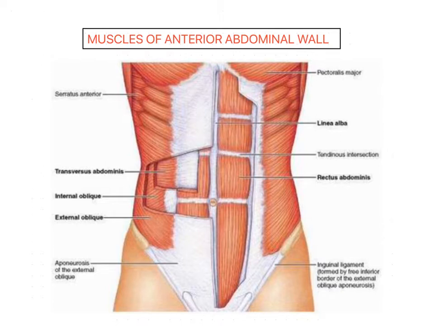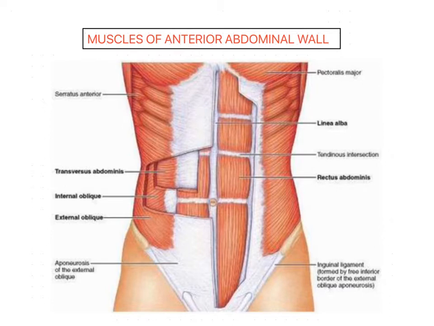Okay, and the next layer is the muscles of the anterior abdominal wall. In between the superficial fascia and the muscles in the anterior abdominal wall, there is no deep fascia present. Okay, and then the muscles become the third layer of the anterior abdominal wall. Now we will see the muscles of the anterior abdominal wall.